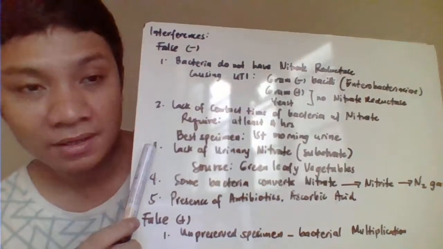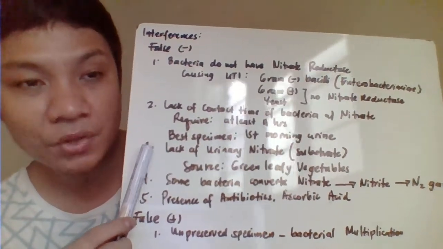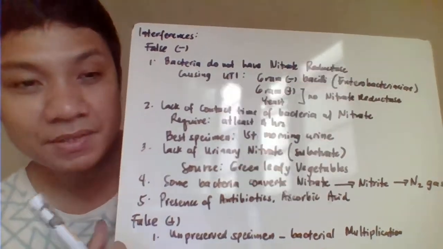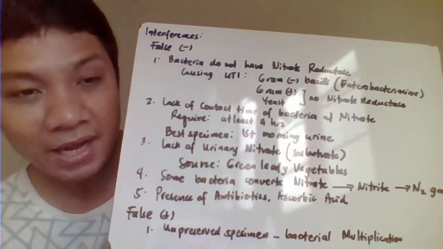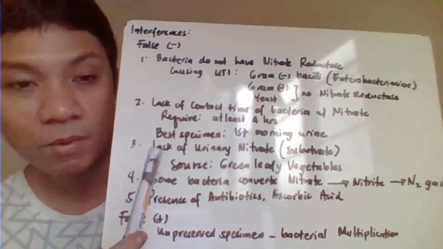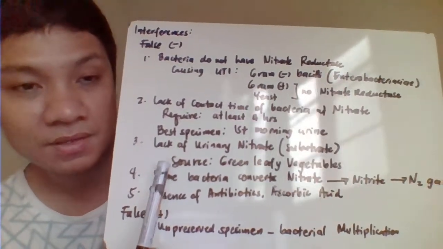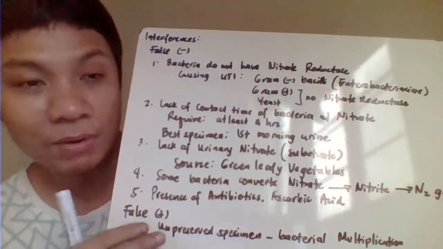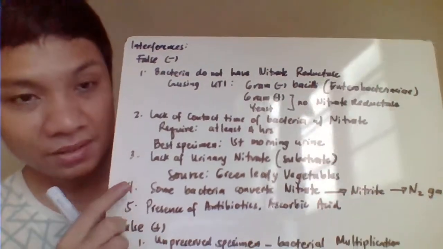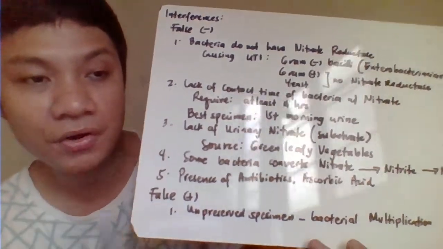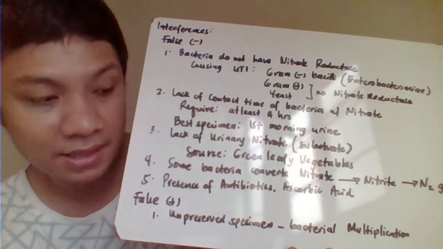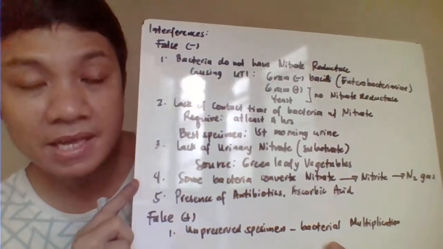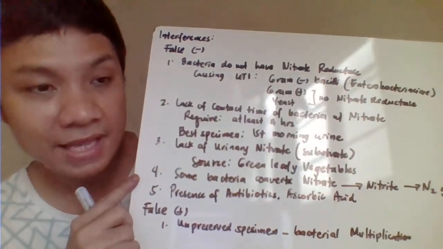The third one, it will give a false negative result here because you do not have the substrate, urinary nitrate. Urinary nitrate, most likely, we obtain from your green leafy vegetables. So if you're not eating that, even if you have bacteria, if you don't have your nitrate, wala ka ring nitrite, diba? So you need to eat that in order for you to have your urinary nitrate as your substrate.